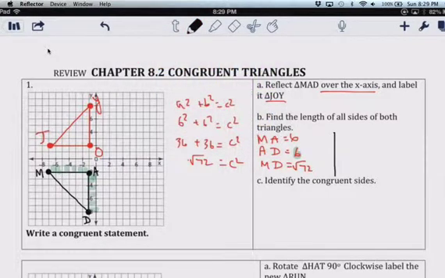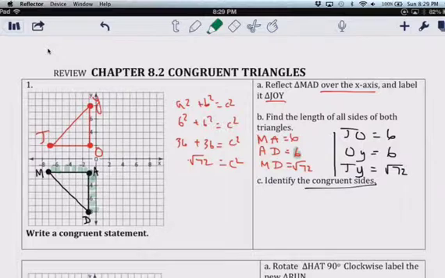Okay, the other side, MA is the same as JO, which is equal to 6. And AD, which is OY, equals 6 also. Same thing, right? And MD is JY, equals the square root of 72. Write congruent sides. It's asking for congruent sides.